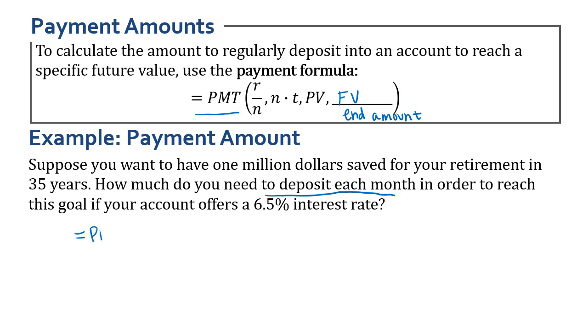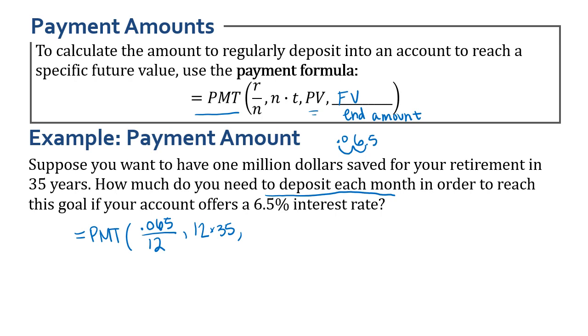I'm using this equals PMT function. So when I set this up, interest rate is 6.5%. So again, to go from a percent to a decimal, you move it over to the left 2 spots. So this is going to be 0.065 divided by n, which is the number of times that it's compounded each month. So it looks like we're depositing each month, so we're going to be using 12. And then our n times t, so 12 times the number of years, which is 35 years.